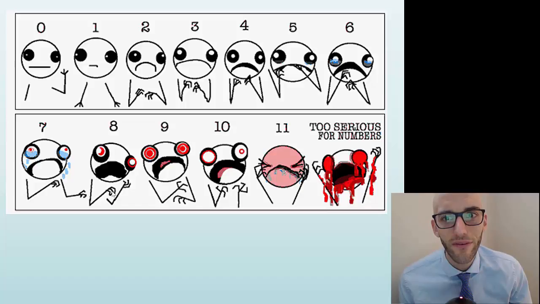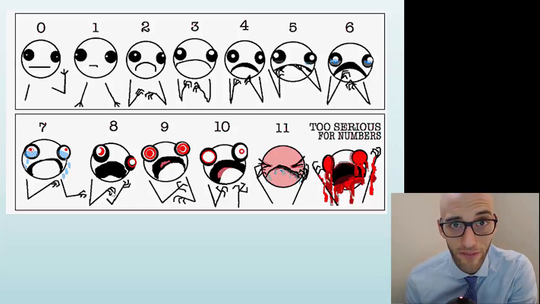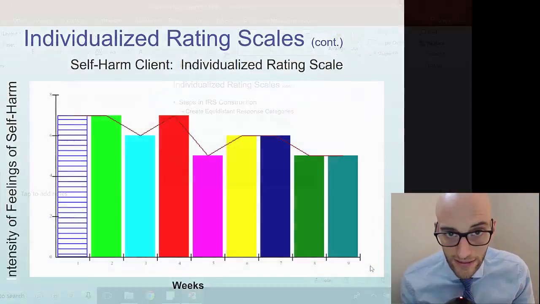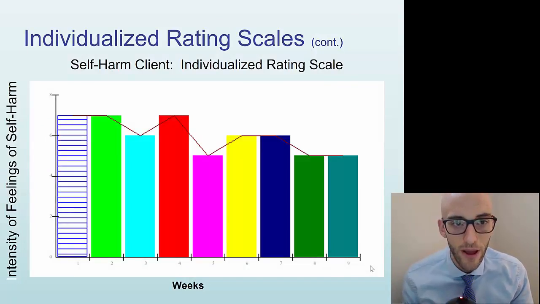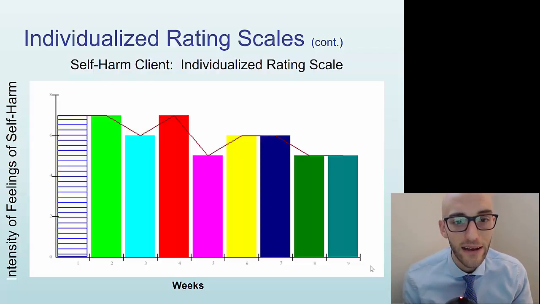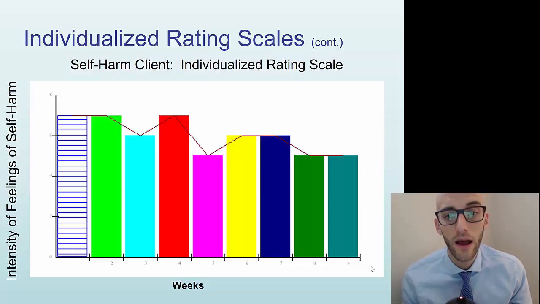So I think even for adults, it's a good idea to try to give some anchors so that people have an idea of what a 10 actually is. Okay, so with individualized rating scales, you can also see how you might chart this over time. So this is an intensity of feelings of self-harm, which is obviously a serious issue that you would want to keep pretty good tabs on. So not self-harming behaviors, but intensity of feelings of wanting to self-harm.